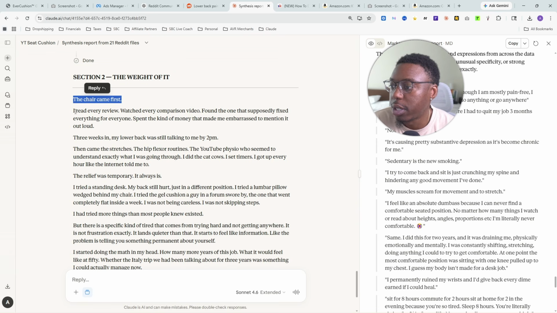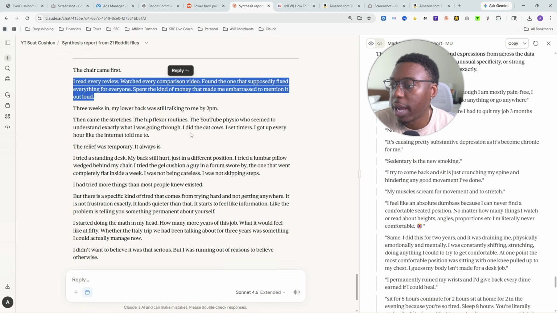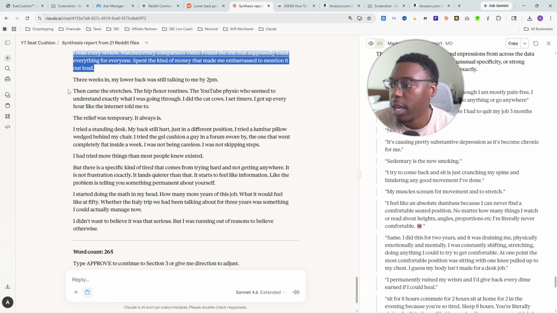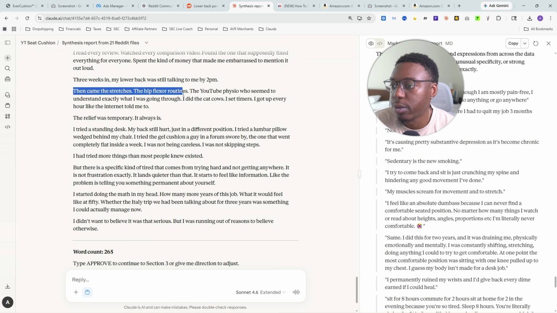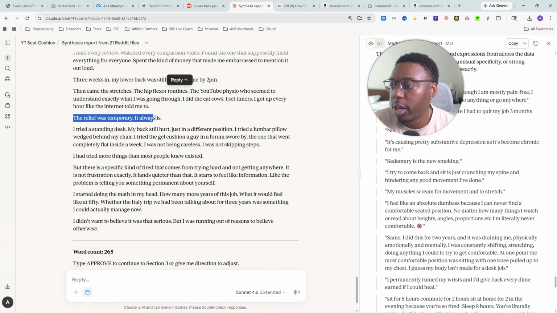The chair came first. I read every review, watched every comparison video, found the one that supposedly fixed everything for everyone, spent the kind of money that made me embarrassed to mention it out loud. Three weeks in, my lower back was still talking to me by 2 p.m. Then came the stretches, the hip flexor routines, a YouTube physio who seemed to understand exactly what I was going through. I did the cat cows. I set timers. I got up every hour like the internet told me to. The relief was temporary. It always is.